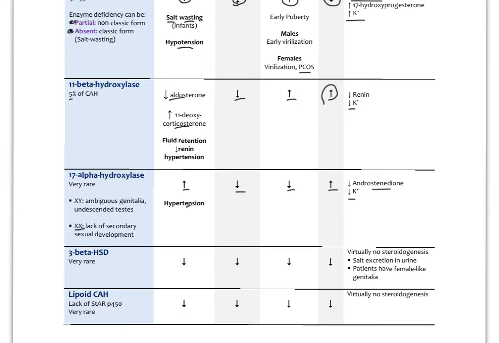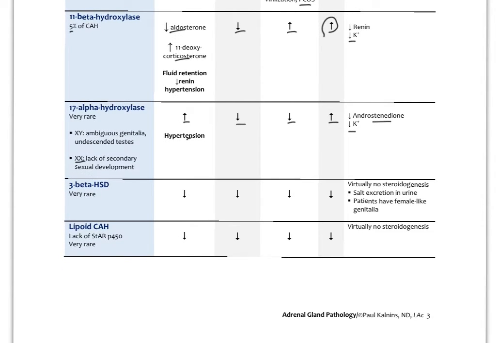And then getting again into the even more rare would be 3-beta hydroxysteroid dehydrogenase, where we get low levels of all the different adrenal steroids and virtually no steroidogenesis, significant and severe salt excretion in the urine, and the patients will often have female-like genitalia because of lack of the androgenic support. And then lipoid CAH is actually lack of the StAR protein. Remember, that's the protein that conveys the cholesterol from the outer to the inner mitochondrial membrane to be synthesized into pregnenolone. This is very rare because it's usually not compatible with life because there's no steroidogenesis that results from that.